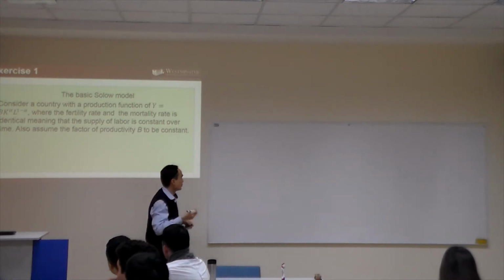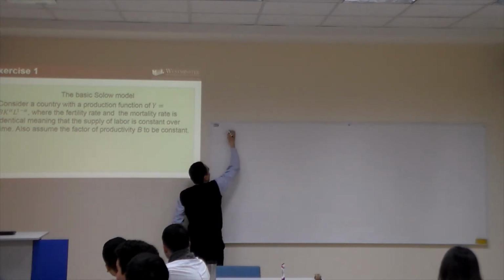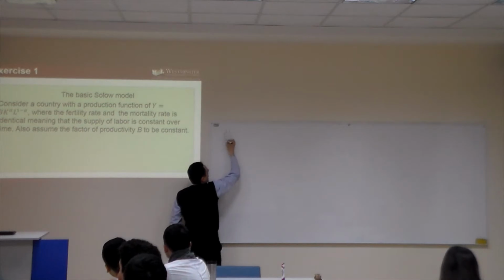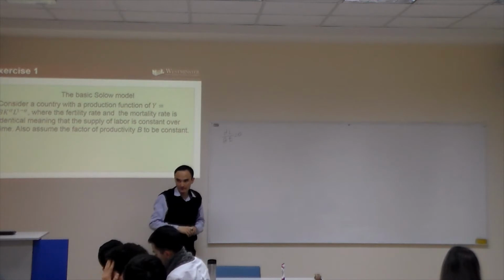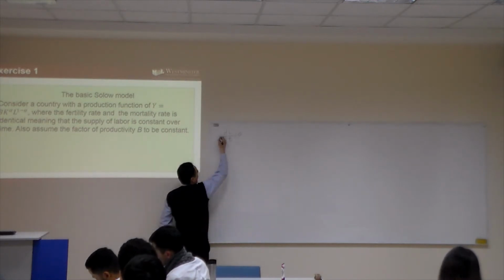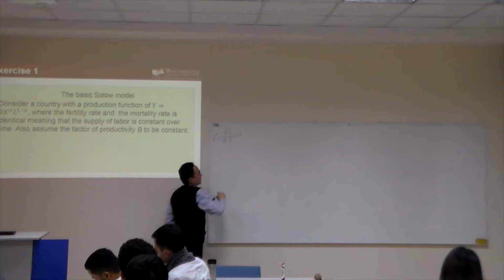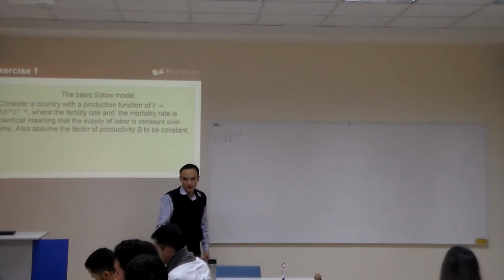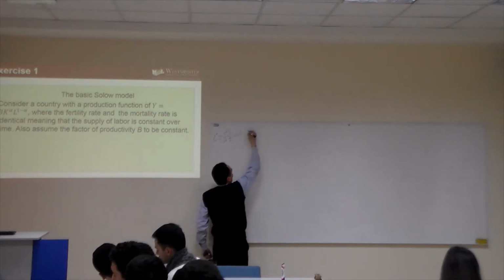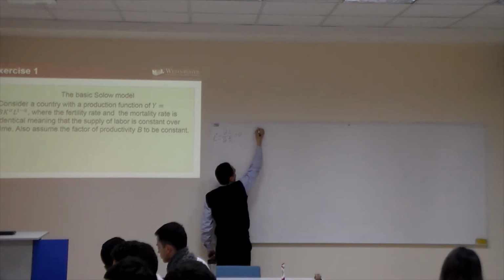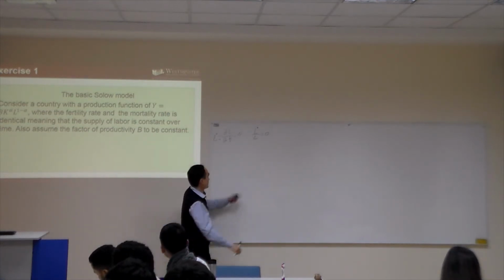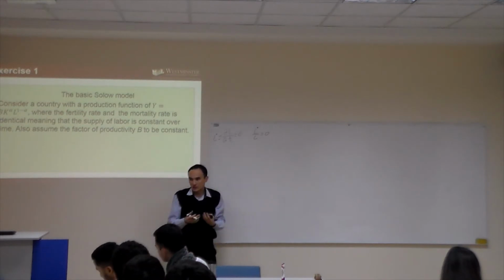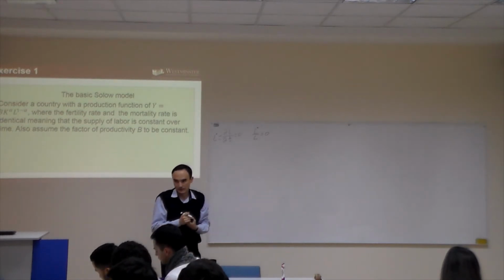So in other words, we know that the change in labor with respect to time is going to be 0. Let's write this change as L dot. L dot, the change, is 0. Or the growth rate, which is change in labor over labor, is also 0. If the change is 0, the growth rate is also 0. Population is not growing.